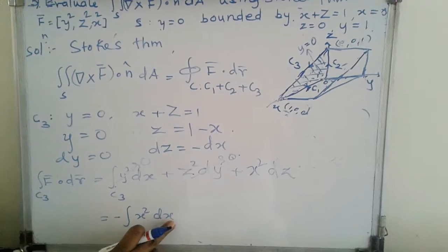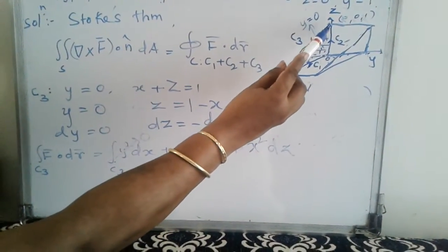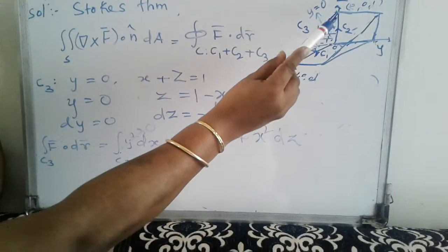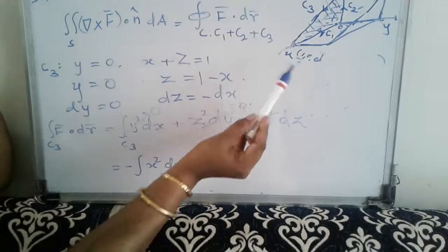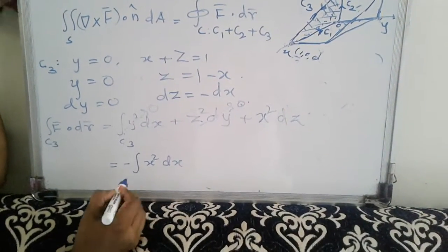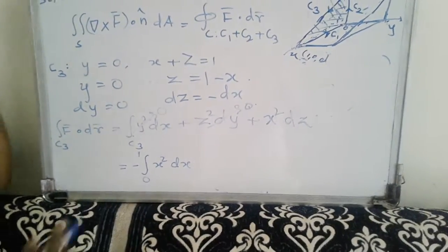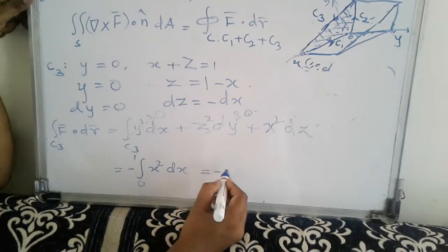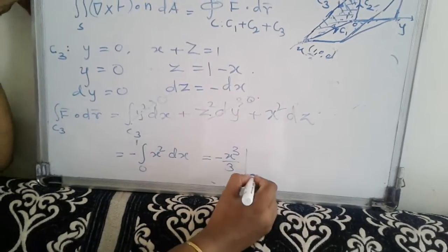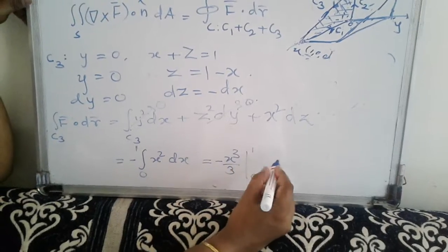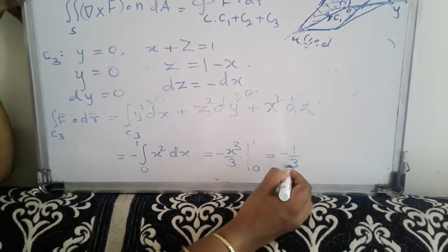So now let's see the limits for x. This is your path C3, and since we are traversing in the anti-clockwise direction, it is from this point to this point. x is 0 here and x is equal to 1. So x is bounded between 0 and 1. When we evaluate this, it is minus x cube by 3, where x is bounded between 0 and 1, and the value of the line integral along this path C3 is minus 1 by 3.